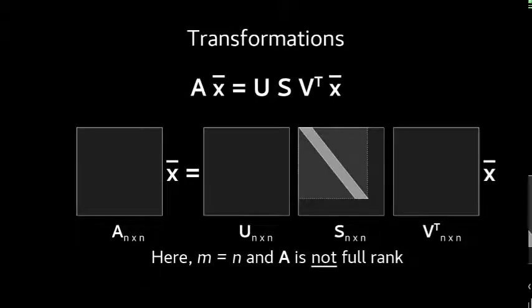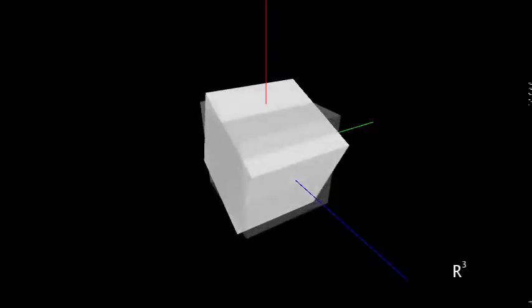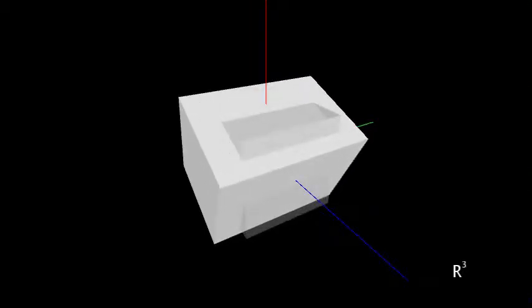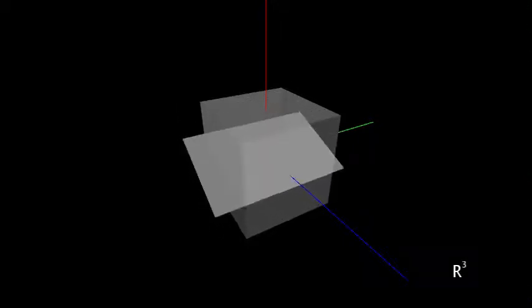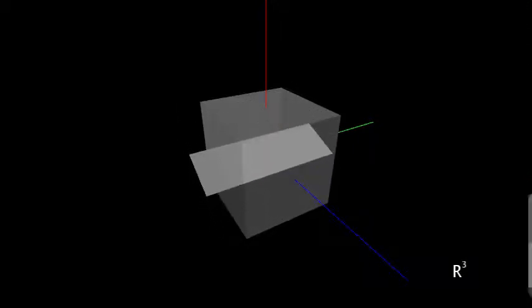Let us now look at the matrix form of the transformation when m is equal to n but A is not full rank. Here we can observe that the matrix S has zeros on the diagonal in addition to the off-diagonal zeros. This results in a scaling of 0, or collapse, along one of the eigendirections.